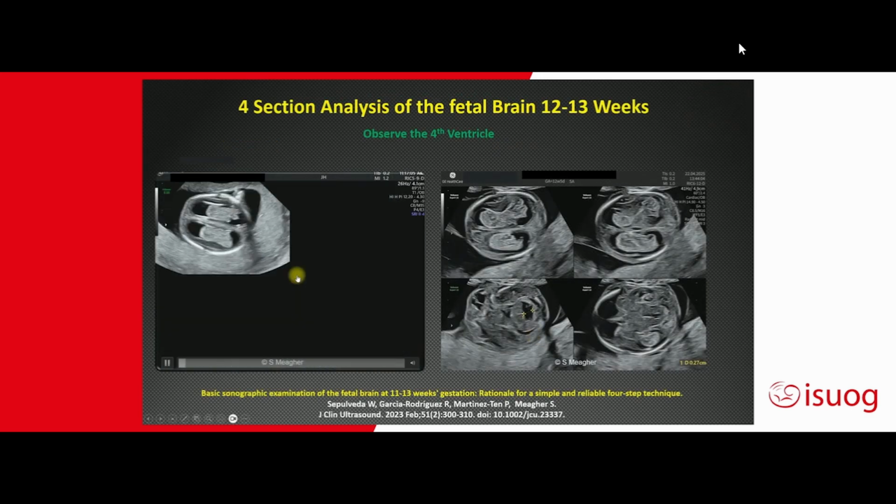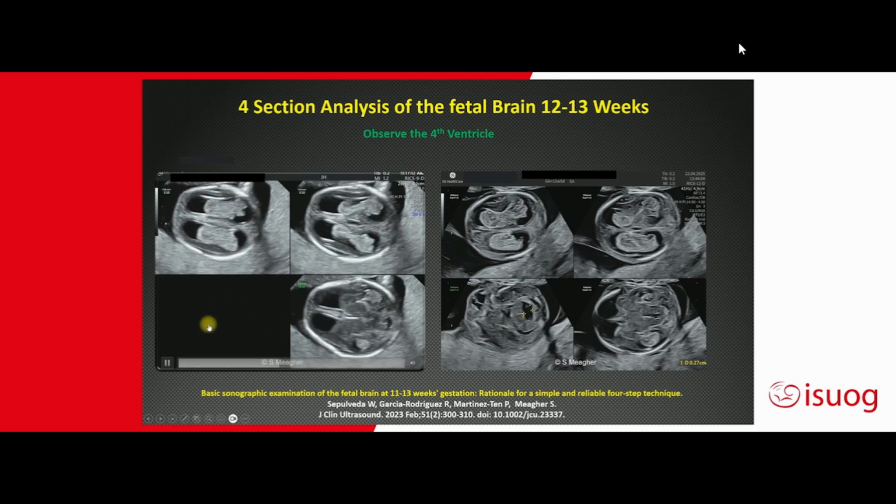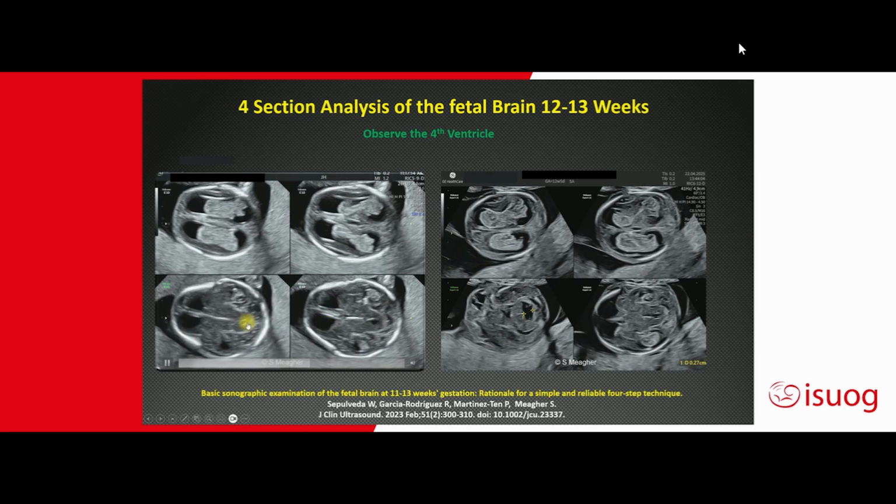Let's start off with a 4-segment analysis of a normal brain: falx, choroid, lateral ventricle. And then look at the very final section here. And as you go from the aqueduct, which is normal, and you come down to the 4 sections, you see a completely normal fourth ventricle.